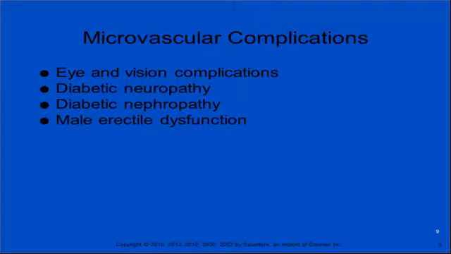So we've already talked a lot about this underneath the microvascular. You can have eye and vision complications. Hyperglycemia causes blurred vision, and hypoglycemia can cause double vision. Cataracts can occur at a younger age, and they progress a lot faster in patients that have diabetes. We've already talked about the neuropathy and nephropathy, and then men, due to the lack of blood flow, can get erectile dysfunction a lot more easily.